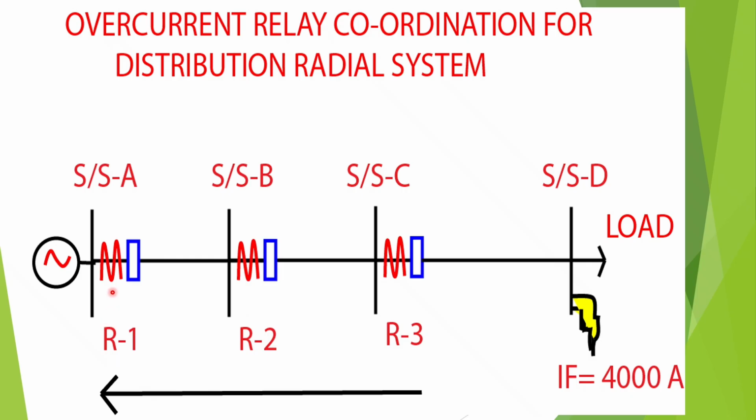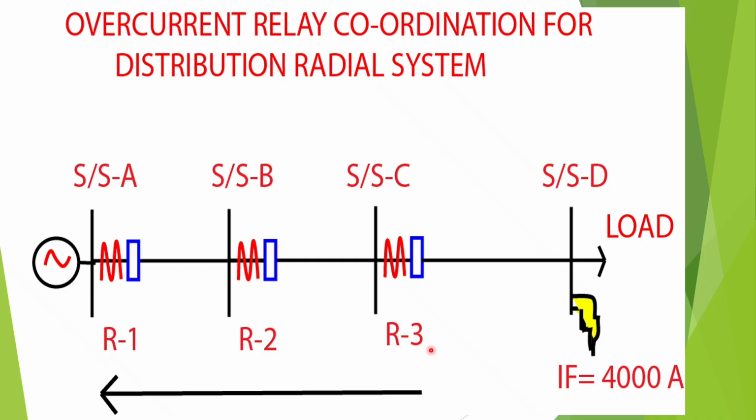This is the CT and this is the breaker for the substation A end for this line, and the CT and breaker for the substation B end for the line connected between substations B and C, and the CT and breaker for the substation C end for the line connected between C and D. The relay is connected from the CT secondary side. R1, R2, R3 are the three relays connected at substations A, B, and C. So how is this overcurrent relay coordinated for this radial system?